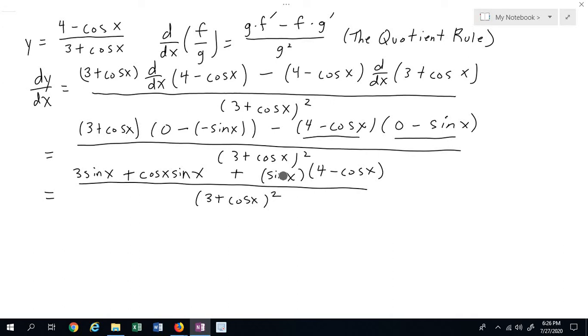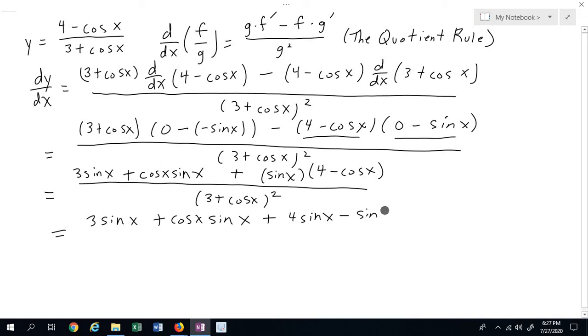Then we have to distribute this sine of x to both of these. So you still have 3 sine of x plus cosine x sine x. And then let's distribute this sine of x to here, and we get 4 sine of x. And then we distribute it to here, and we get minus sine of x times cosine of x. All over 3 plus cosine of x squared.